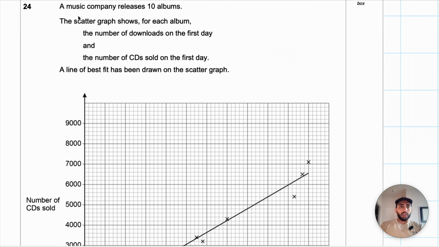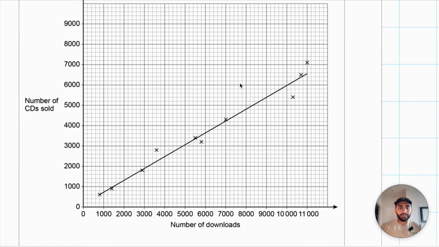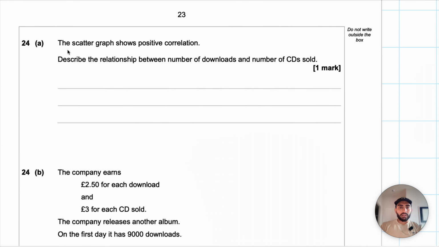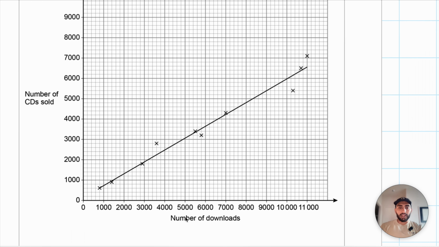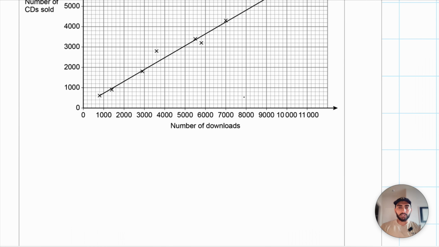Question 24. A music company releases 10 albums. The scatter graph shows for each album the number of downloads on the first day and the number of CDs sold on the first day. Line of best fit has been drawn. So they've already created this table for us. The scatter graph shows positive correlation. Describe the relationship between number of downloads and number of CDs sold. So we can see as number of downloads are increasing, the number of CDs sold are increasing. They're directly proportional to each other.